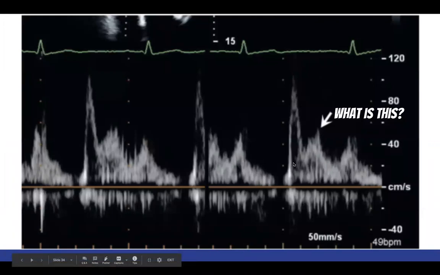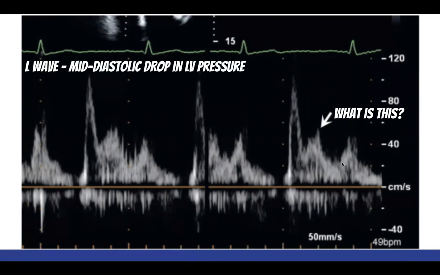Another thing, does anybody know what this little thing is? This is E, this is probably A, but what is this little thing here? All right, I'm going to tell you. This is the L wave.